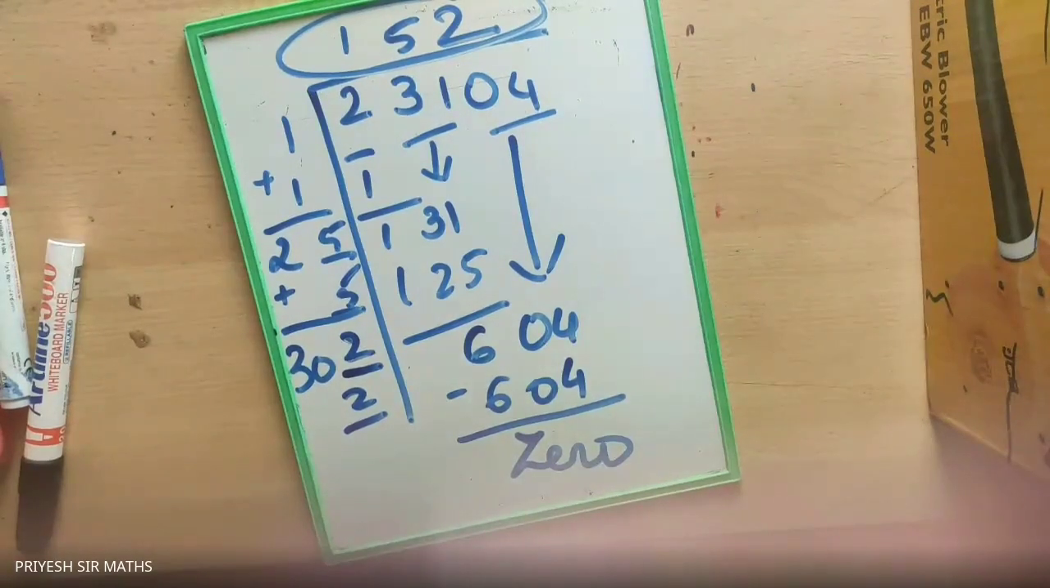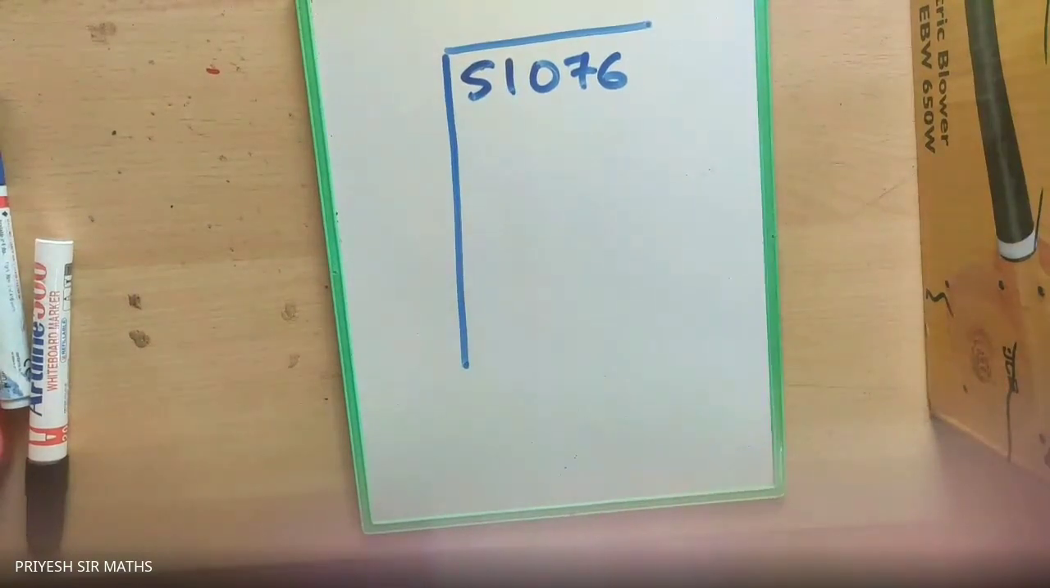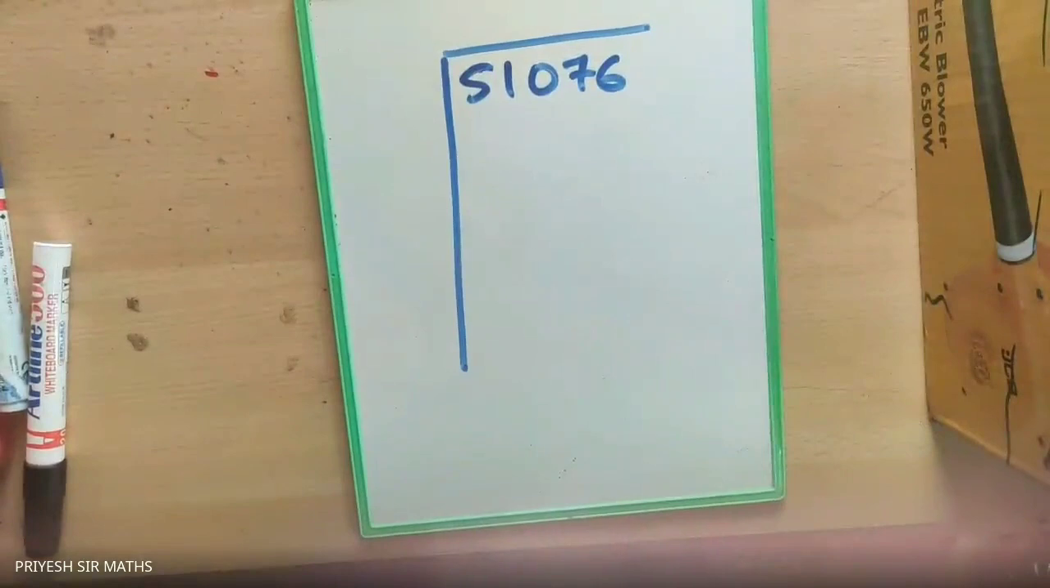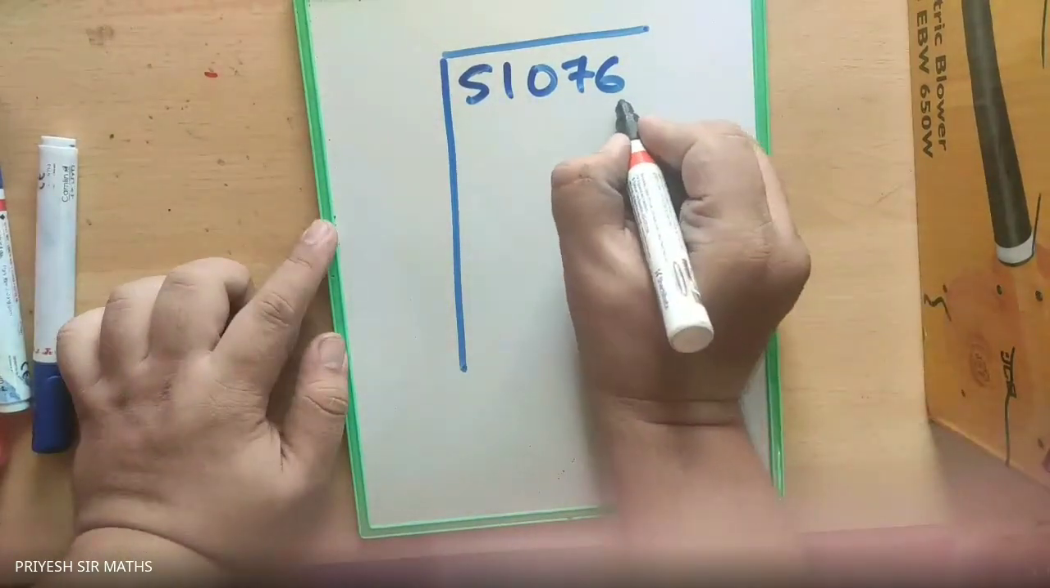The next number we are going to take is also a 5-digit number, that is 51076. So how we are going to solve this? It's very easy. Just pay attention. What we are going to do? Form pairs from the right side.